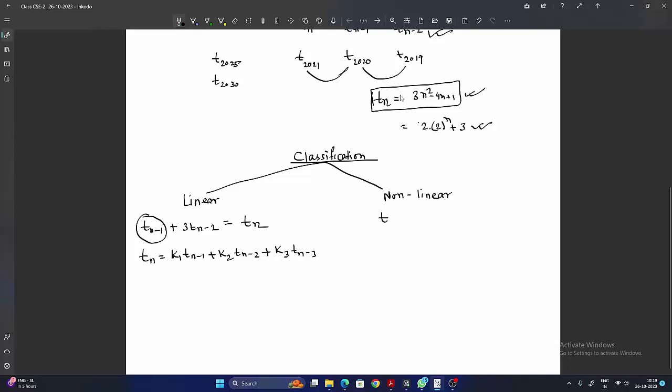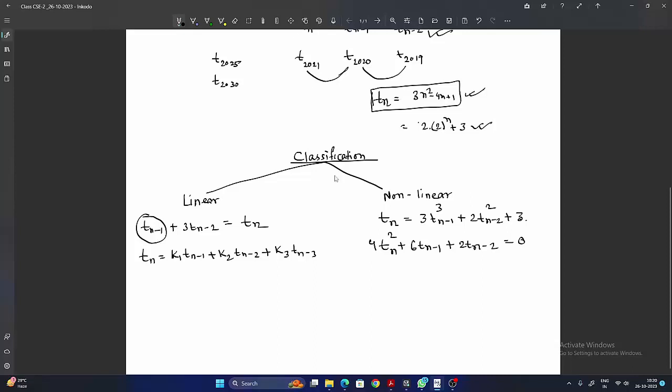But if you take a non-linear relation, it will look like 3 into T of n minus 1 to the power 3 plus 2 into T of n minus 2 to the power 2, or suppose 4 T of n square plus 6 T of n minus 1 plus 2 T of n minus 2 is equal to 0. Here you will get cubic expressions or maybe e to the power T of n minus 1. This is the basic difference between linear and non-linear. It is like differential equations: if dy/dx is only in the first degree, it is linear; if it has degree more than 1, it is non-linear. Is it clear? Yes, sir.